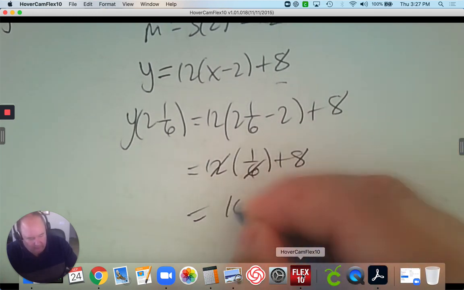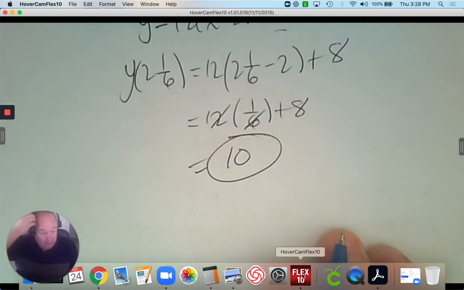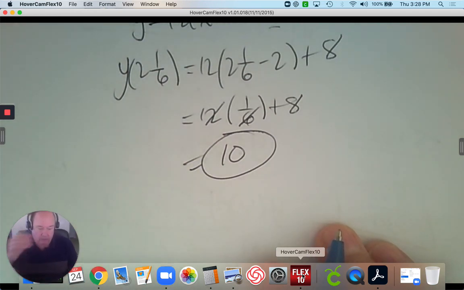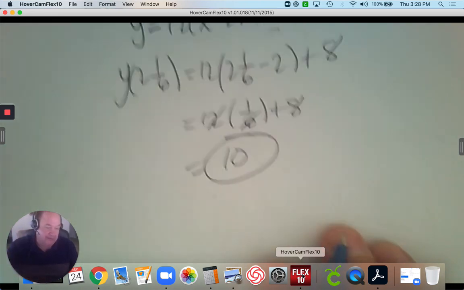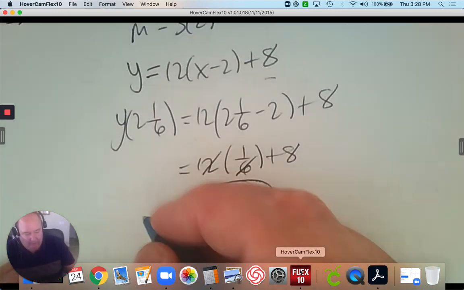So altogether, 2 plus 8 is that. So to approximate, what's the value of 2 1/6 cubed? We use the tangent line instead of going 2 1/6 times 2 1/6 times 2 1/6. Here's a calculus way to be able to estimate what that value is.